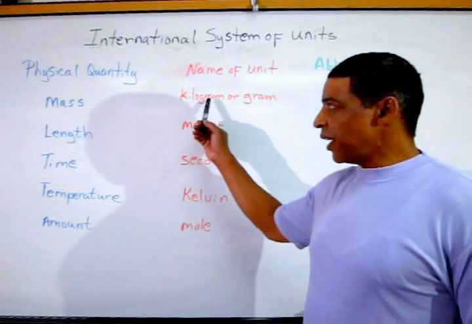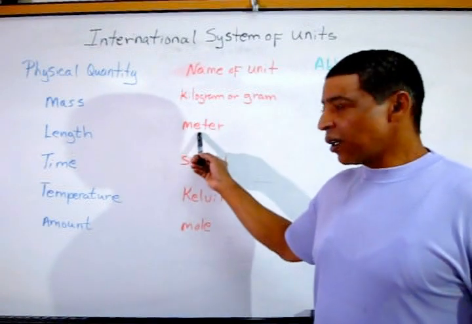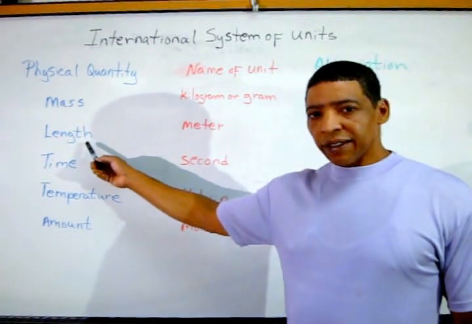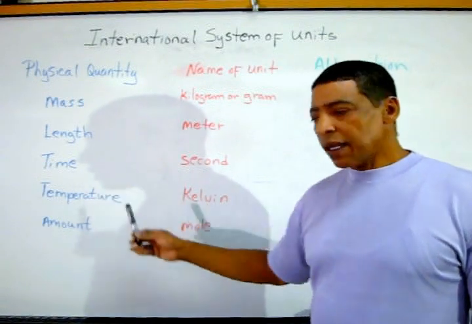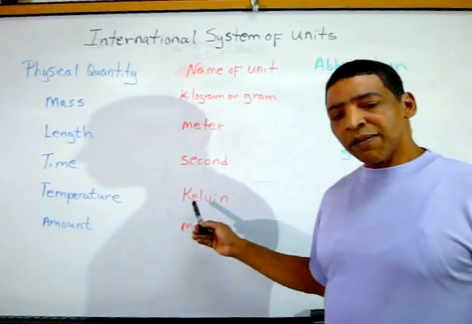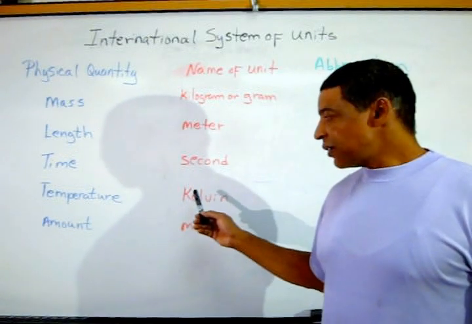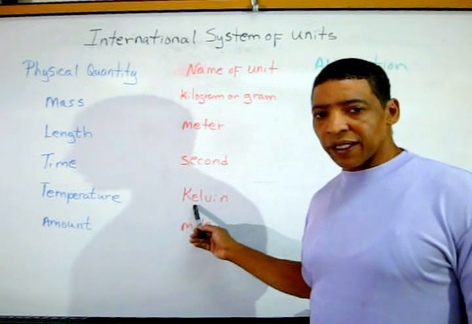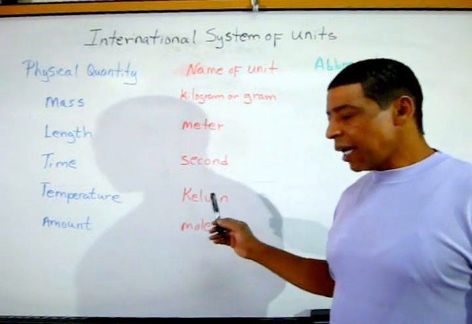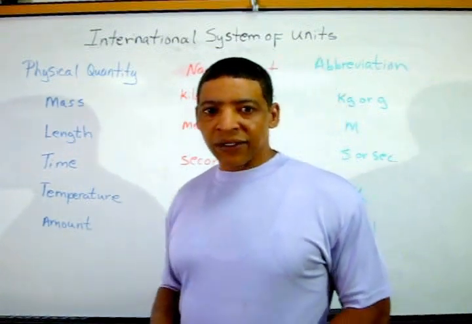Kilograms will measure a quantity known as mass. Meter will measure length. Of course, seconds will measure time. Temperature is not measured in Fahrenheit, but temperature is measured in a unit known as Kelvin. And the amount is measured in a unit known as the mole.